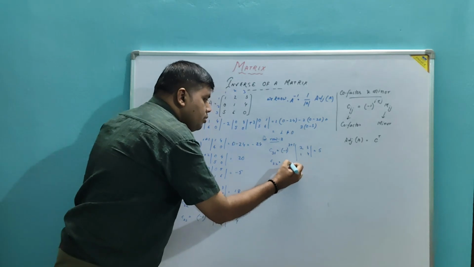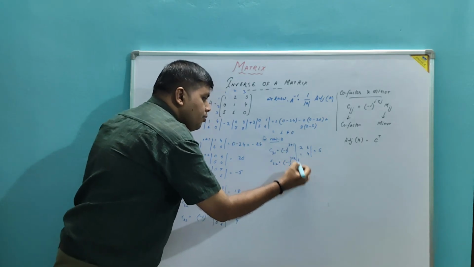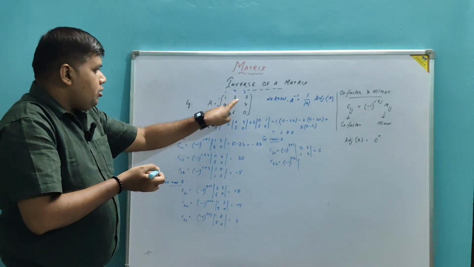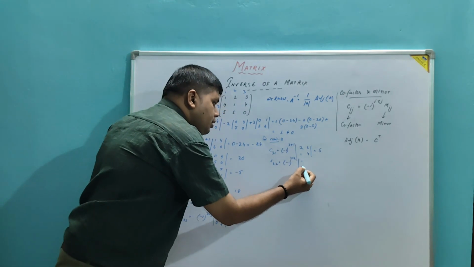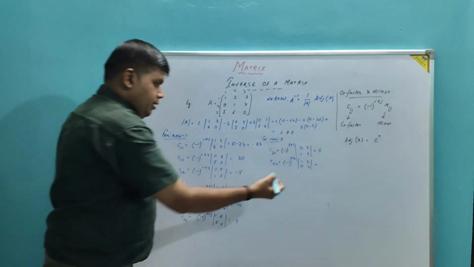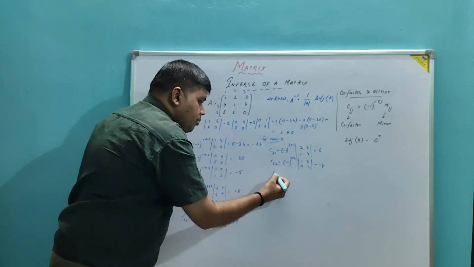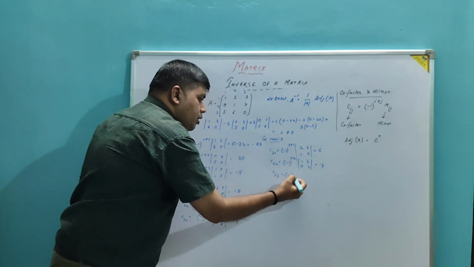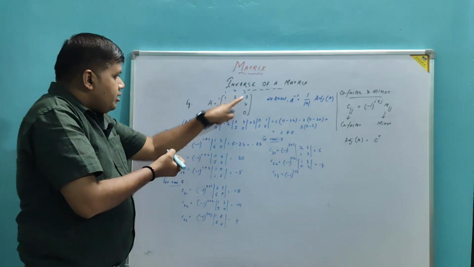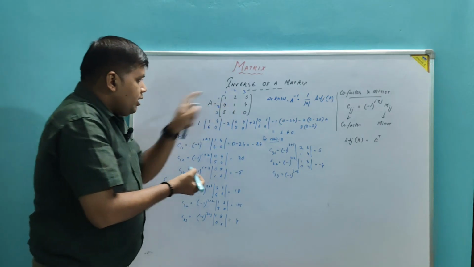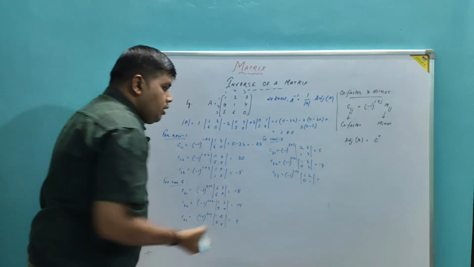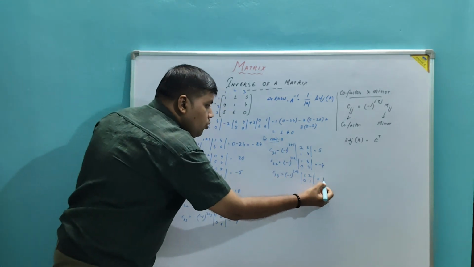C3,2, similarly 3 plus 2, means we are finding for this element. So the minor will be 1, 0, 3, 4, and after the computation, we will get minus 4. Similarly, C3,3, 3 plus 3. For this we exclude this row and this column. The minor will be 1, 0, 2, 1. After computation, we will get 1.